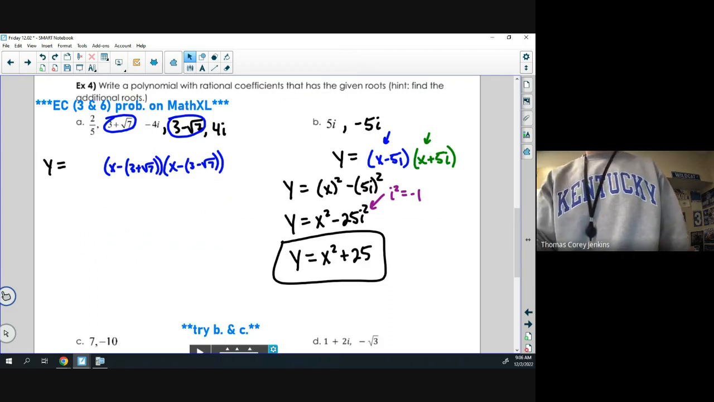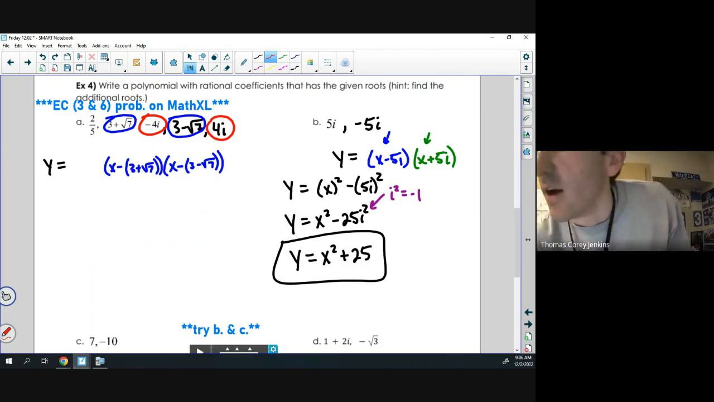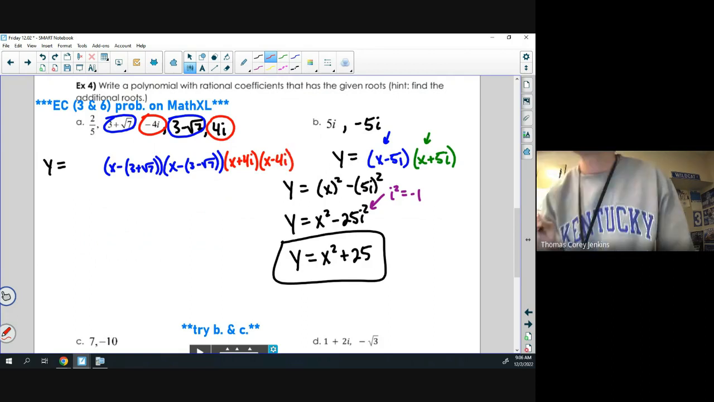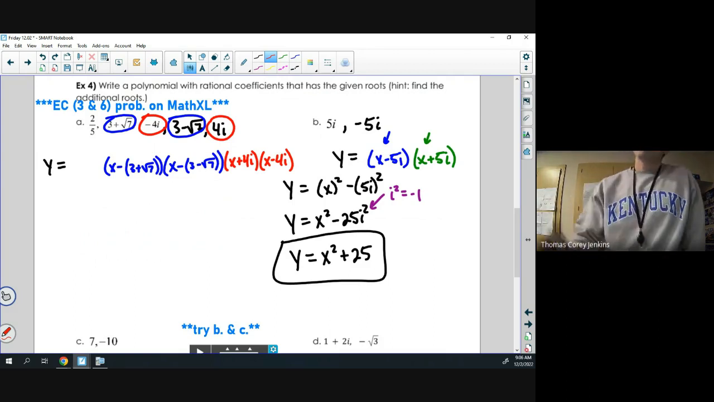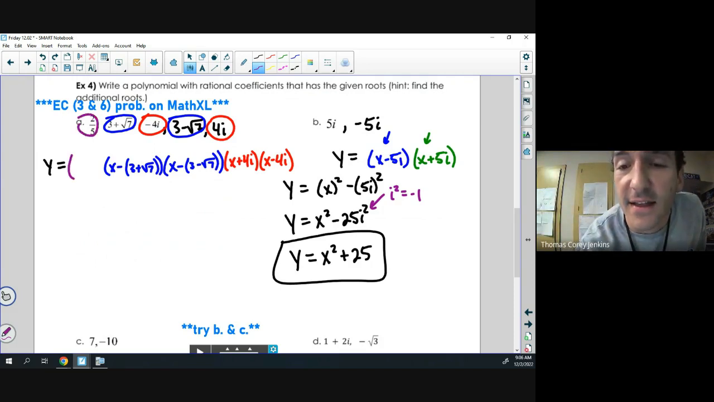All right, and then I have these two here, which have a little bit less going on. So I would have x plus 4i that would produce -4i, and x minus 4i that would produce positive 4i. So there's 4 out of my 5 factors. Now, if you had x minus 2/5, don't write this out yet, but that's a good thought.